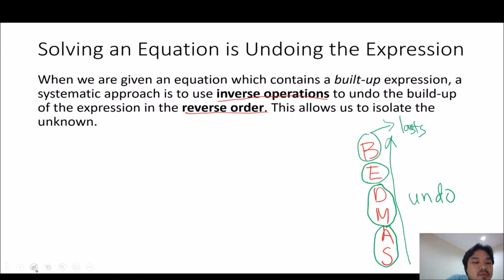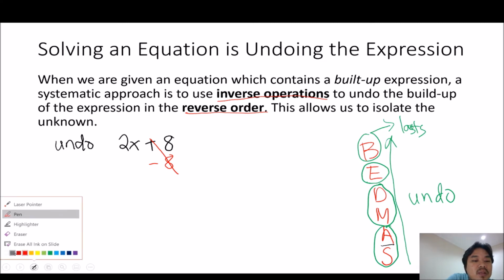I will show you how to undo an expression. So suppose we want to undo 2x plus 8. Using the reverse order of operations, we're going to undo the terms containing addition and subtraction. If you look at our expression 2x plus 8, we're going to undo plus 8 first. To undo plus 8 means we will subtract 8. So 8 minus 8 is 0, so that will be cancelled. What will remain? Only 2x.